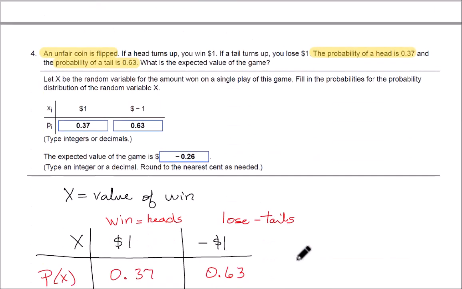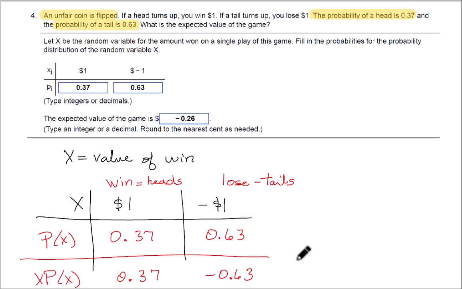All right, in question 4, we have an unfair coin. Now that's important because the probability is not 50% for heads and 50% for tails. But if I get a head, I win $1, and if I lose, I lose $1. Probability of head is 0.37. Probability of tail is 0.63. So the probabilities are not the same.